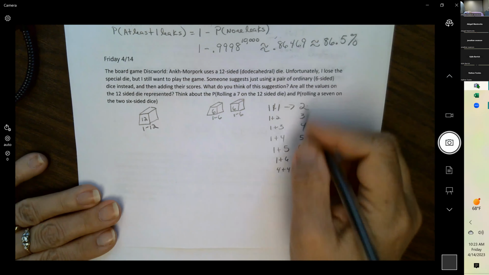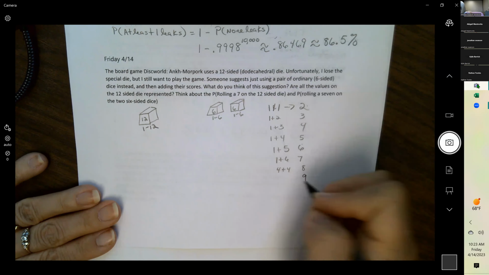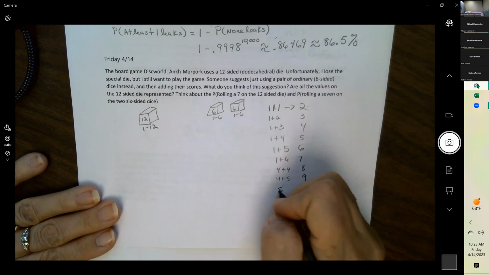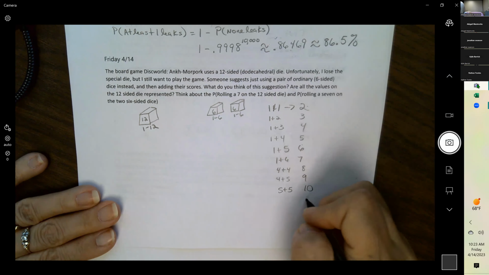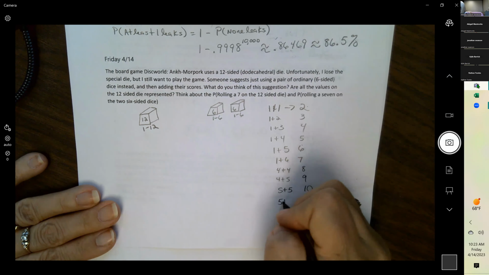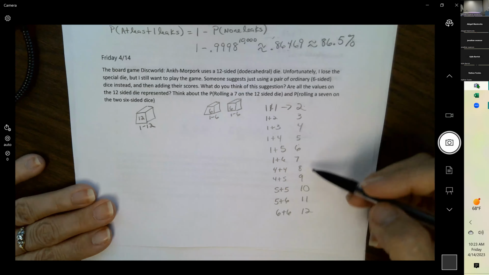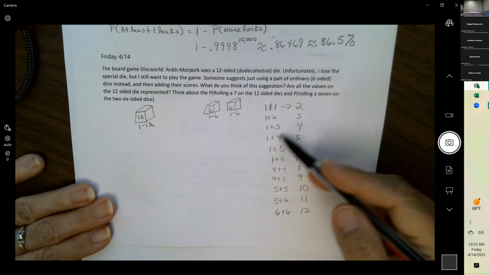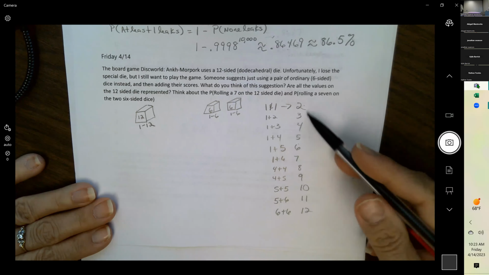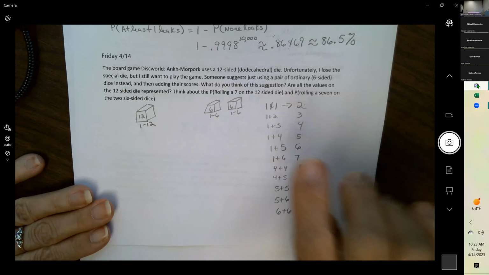Now there's more than one way of getting some of them. A 4 and a 5. 10, a 5 and a 5. 11, a 5 and a 6, and a 6 and a 6 will get us a 12. So we could get all of the numbers. Now some of these have more than one way of getting them, but we can get all of them except for a 1.